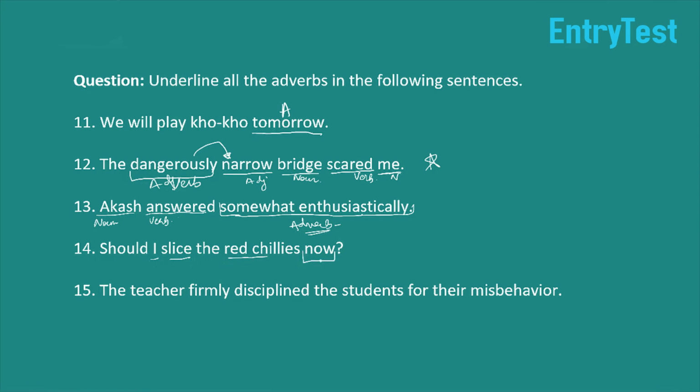Now, this is my correct answer, adverb of time. Next, the teacher firmly disciplined the student for their misbehavior. The teacher is performing an action of disciplining, she disciplined the student. So this is the object, another noun, for their misbehavior. Now how was the action being performed? It was performed firmly. So this again shows the degree, adverb of degree. So this is the correct answer here.